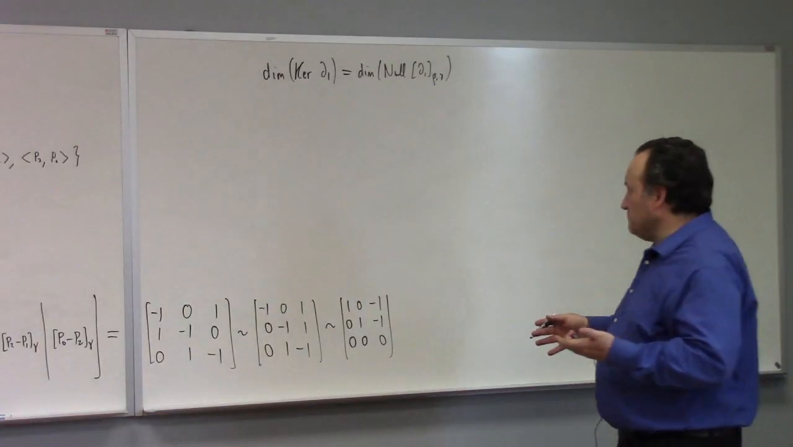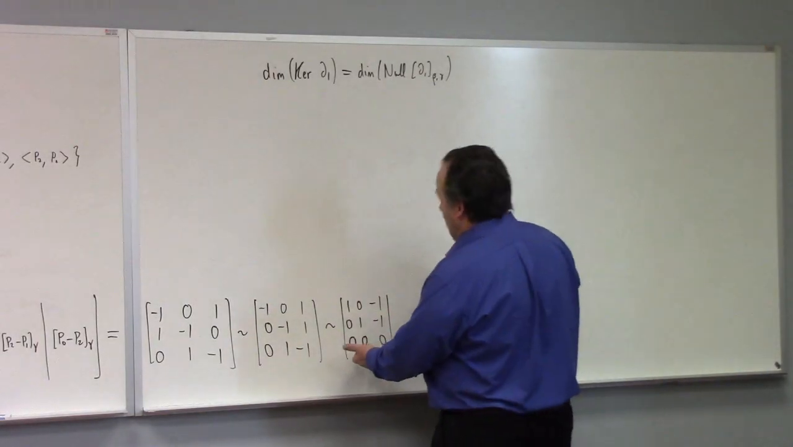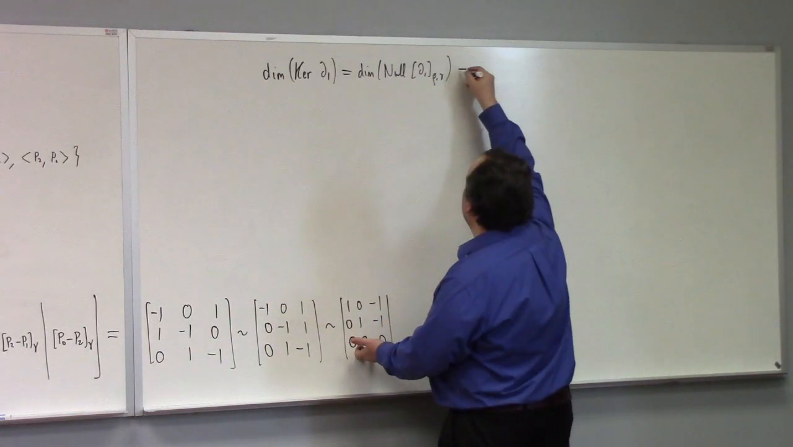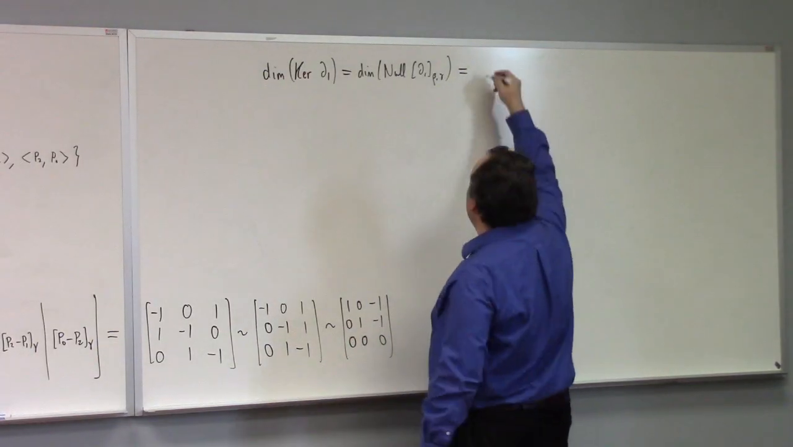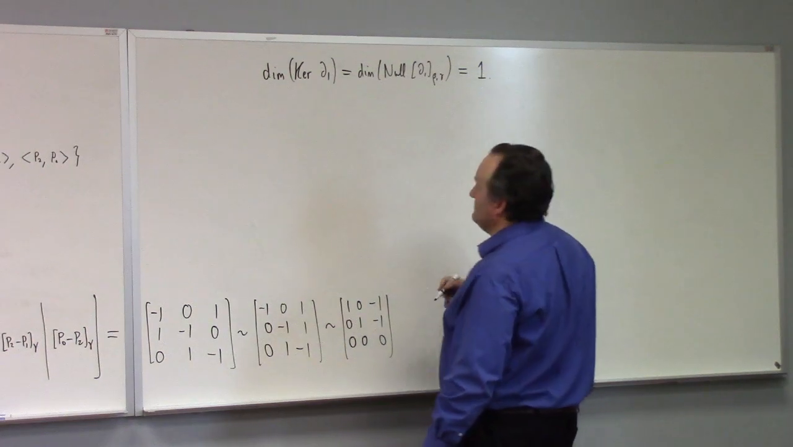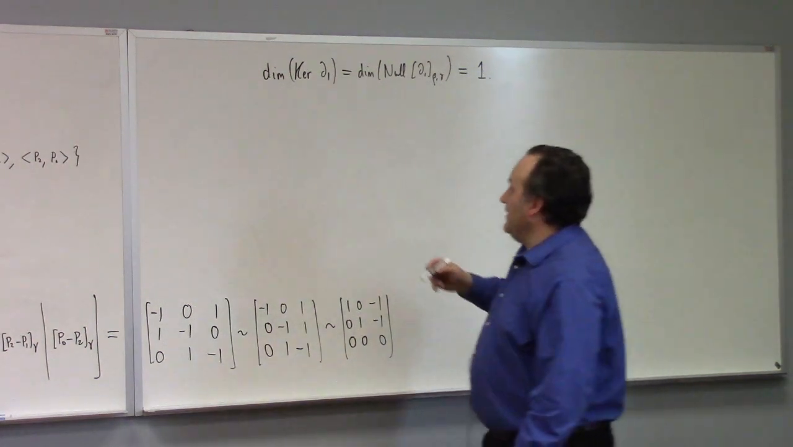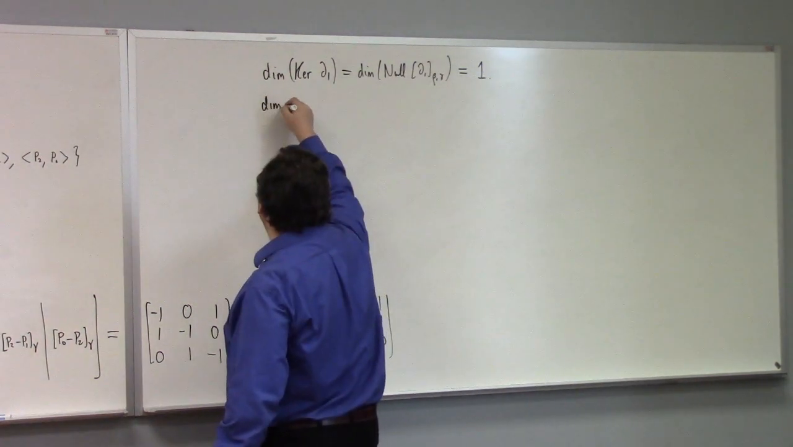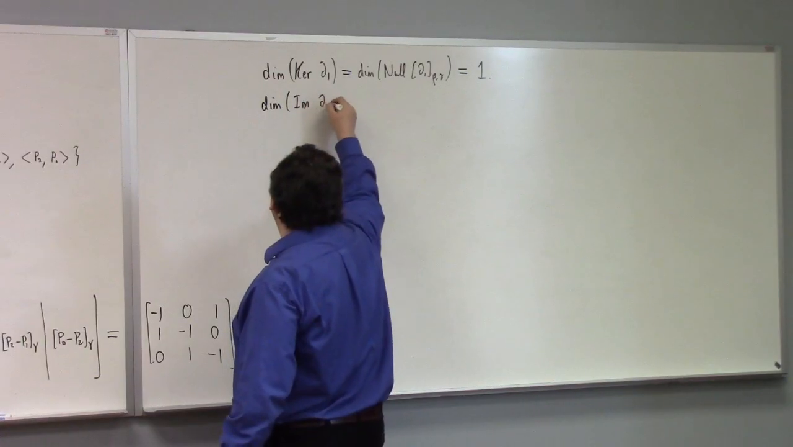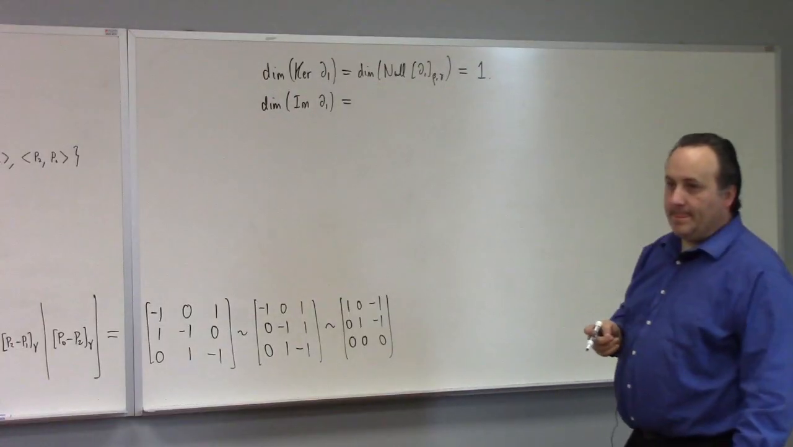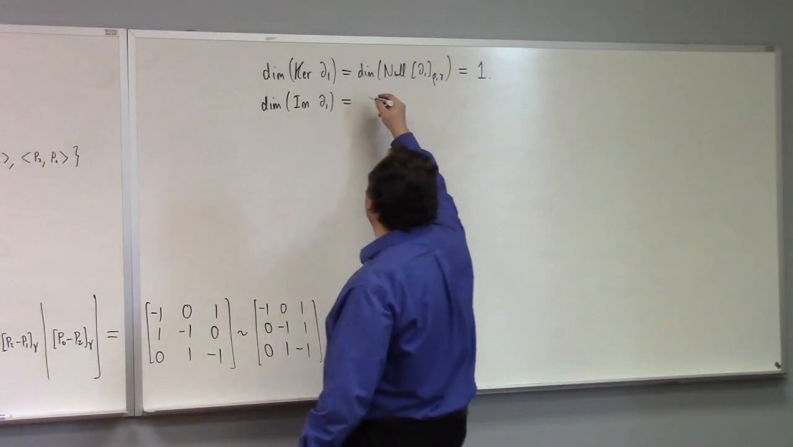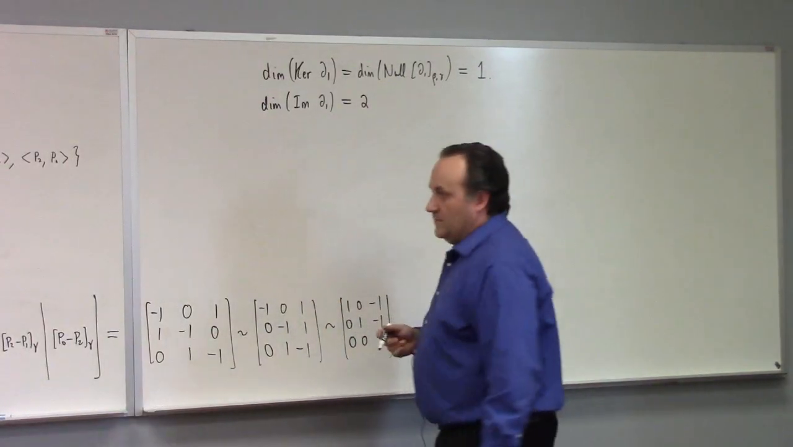The point is, we can see that the dimension of the kernel is what? How many non-pivot columns are there here? 1, right? So the dimension of the kernel is 1. And while we're at it, what's the dimension of the image of the boundary 1 operator? 3 minus 1. 2. Yeah, 2.